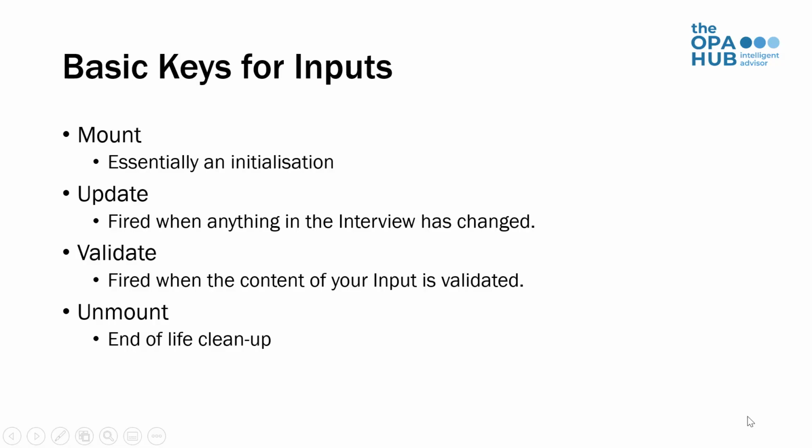So we've discussed the fact that there are two basic input extensions, and that no matter which version you choose, they have four basic event keys: mount and unmount, which we've seen previously in labels, and update and validate. Update is fired when anything in the interview has changed. So it could be the user is entering data in another control on your screen, or is clicking a button on your screen, or something else has triggered an update.